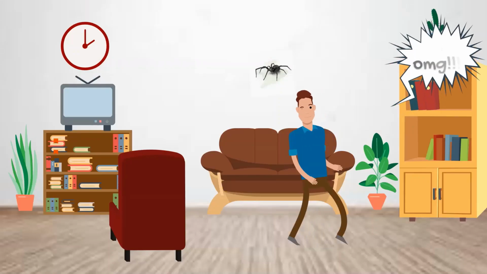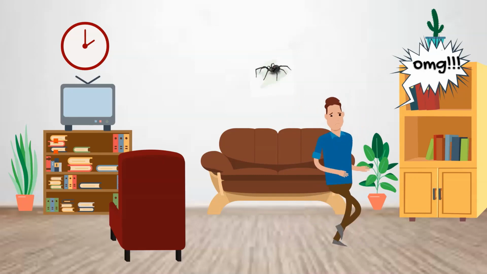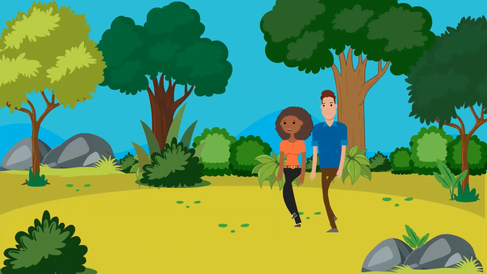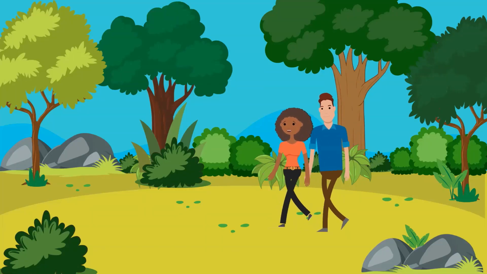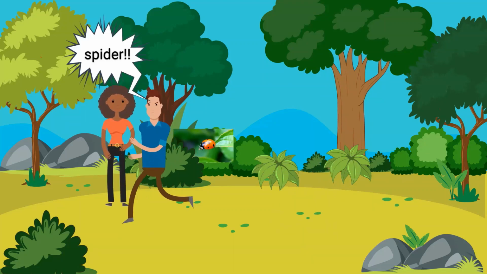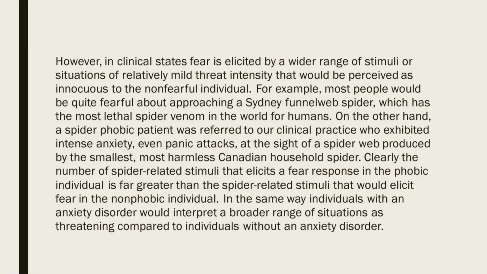For example, most people would be quite fearful about approaching a Sydney funnel web spider, which has the most lethal spider venom in the world for humans. On the other hand, a spider-phobic patient was referred to our clinical practice who exhibited intense anxiety, even panic attacks at the sight of a spider web produced by the smallest, most harmless Canadian household spider. Clearly, the number of spider-related stimuli that elicits a fear response in the phobic individual is far greater than the spider-related stimuli that would elicit fear in the non-phobic individual.